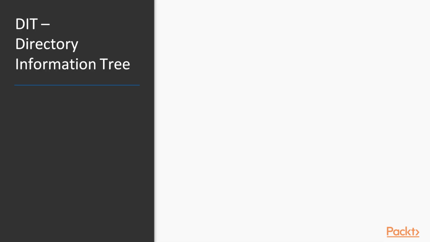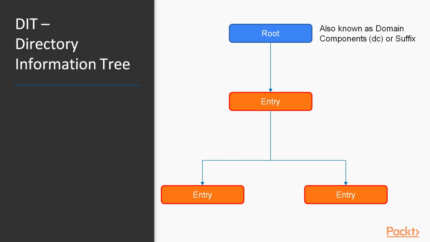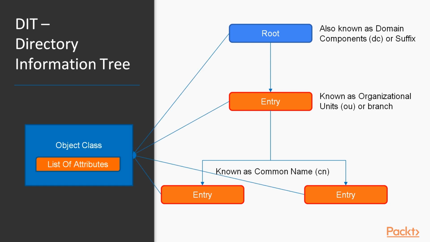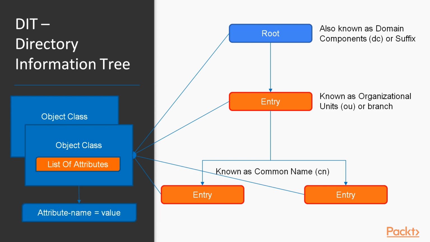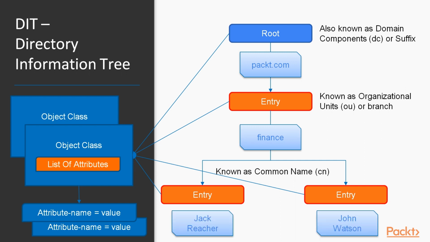Now, just like other LDAP servers, the directory information tree remains the same. It starts with the root element, and each entry element has object classes. The root is called DC, then the organizational units or branches, and the common names. Each entry will have multiple object classes, and each object class will have multiple or single attributes with values. To take the example once again, we have bank.com as the root, finance as an organizational unit, and two users, Jack Reacher and John Watson.